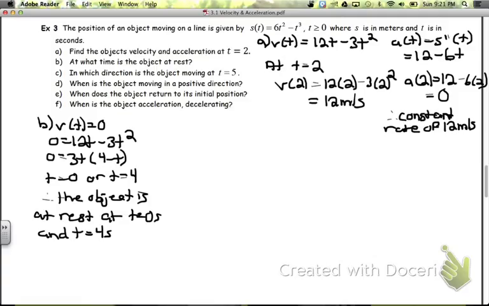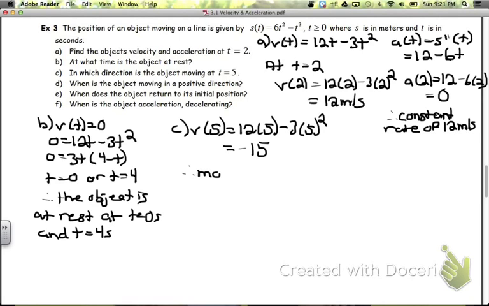Now in part C, in which direction is the object moving at t equals 5 seconds? So we're talking about what direction it is moving. So let's look at our velocity. We look at our velocity at 5 seconds. Sub in our 5 there, and we get that it is equal to negative 15. So therefore, we know that the object is moving left. So it's coming back to us. It's coming back to the origin.